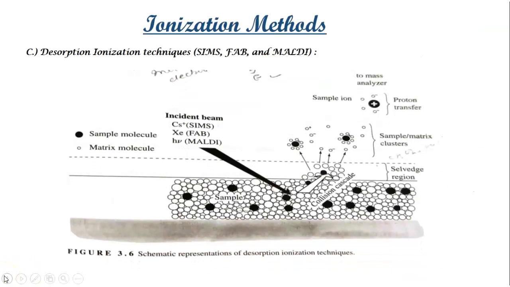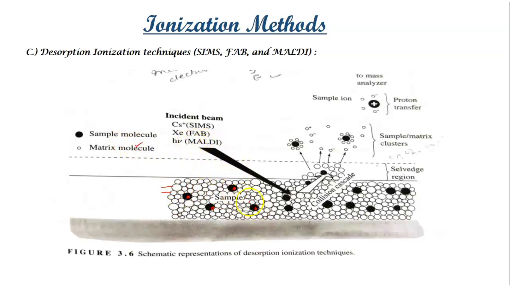Yeah, this is your schematic representation of DIT, that is desorption ionization technique. So you can see what is happening over here. First of all, your sample molecule to be analyzed or detected is dispersed or dissolved in the matrix. The dark colored circles represent your sample, whereas the hollow circles represent your matrix molecules.